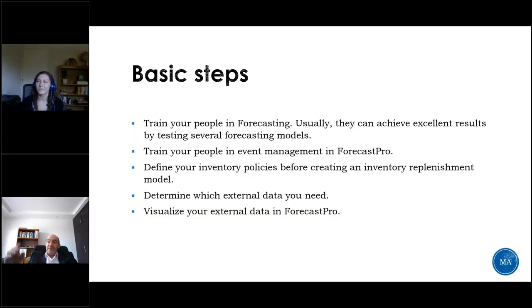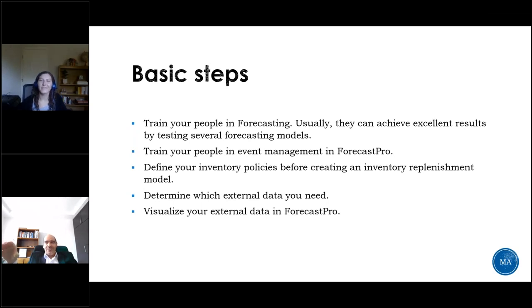Define your inventory policies before creating an inventory replenishment model. We have a company, the name of the company is Macro Logistica, and we work in several countries. We've implemented ForecastPro in about 75 companies right now, and we're a very small company. My partner, Alexander Jenkins, and I work with this, and we sometimes work with some other people. If Alexander is in the audience, he could say the same thing I'm telling you about.